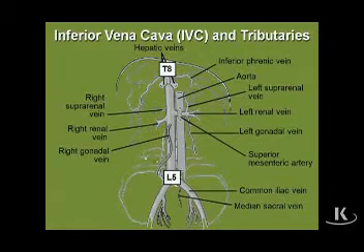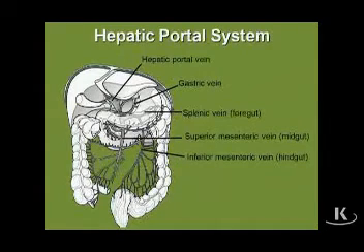The other venous system in the abdomen is the portal venous system, or the hepatic portal venous system, which includes the portal vein and its branches. So we want to ask the question of how do we know which organs drain into the portal system and which organs drain into the caval system? And the answer to that is that it's based on the embryology of the organs in the abdomen.